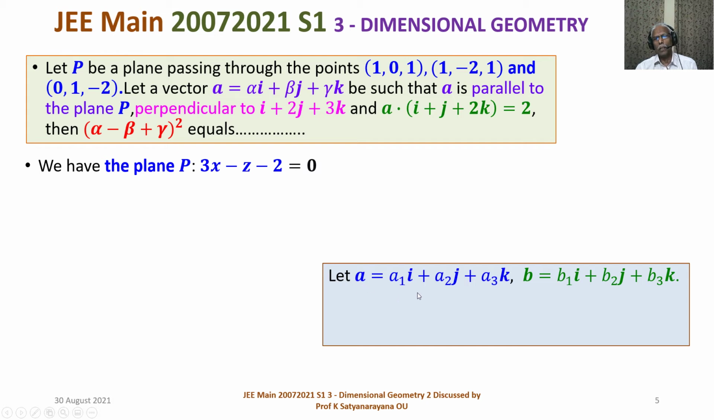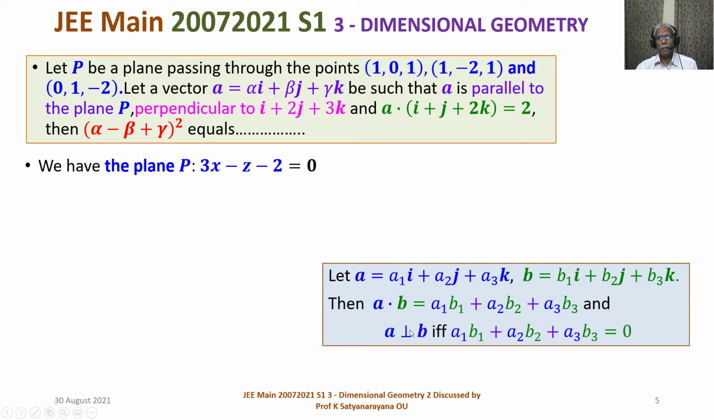Let A = A1 i + A2 j + A3 k be a vector. B is a vector B1 i + B2 j + B3 k. The dot product of A with B, A dot B, is equal to A1B1 plus A2B2 plus A3B3. And the vector A is perpendicular to vector B if and only if A1B1 plus A2B2 plus A3B3 is equal to 0. These results are simple.